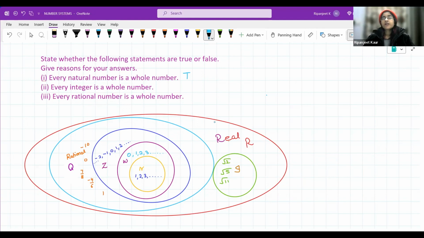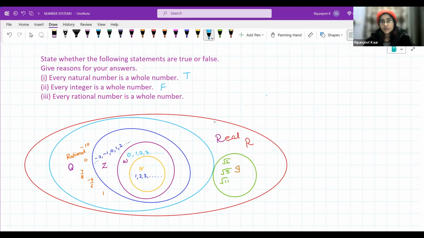Then every integer is a whole number. See, in integers there is minus 1, minus 2, 0, 1, 2, 3. In whole numbers there is 0, 1, 2, 3. So in integers 0, 1, 2, 3 and so on is coming, right? So do you think every integer is a whole number? Do you think minus 1, minus 2, minus 3 are whole numbers? No, right? So every integer is not a whole number. It is false.